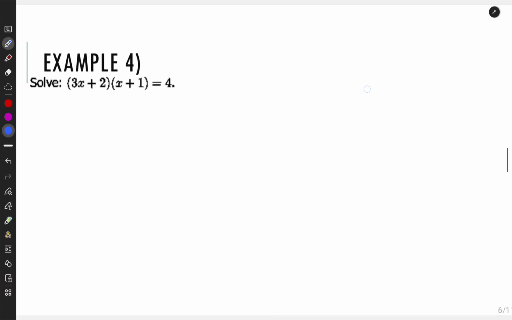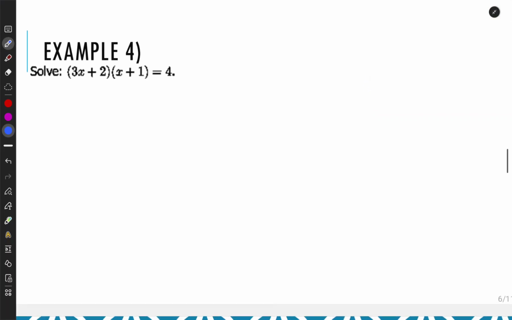Now let's look at example number 4. All right, example number 4, we're kind of in a tight spot. We can't apply the zero product because this does not equal 0, right? So we can't apply the zero product. You only can apply the zero product if it equals 0. This currently does not equal 0. So what do we have to do? We're going to have to actually distribute and go from there.